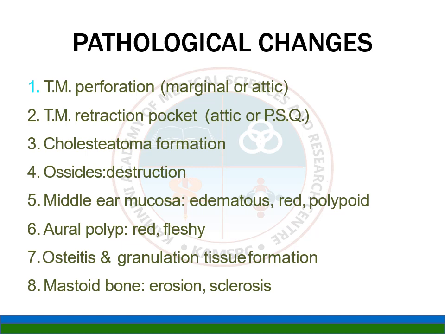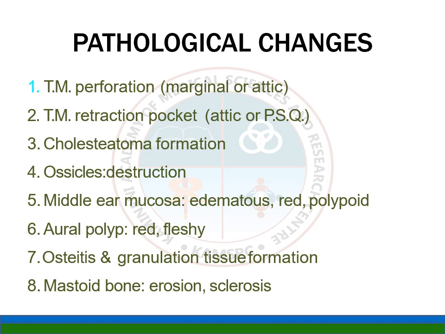And if there is a retraction pocket of the attic region or a posterosuperior retraction pocket, you can label it as unsafe CSOM. And cholesteatoma flakes, ossicular destruction: if you don't see an ossicle during your examination under the microscope, you can label it as unsafe CSOM. Middle ear mucosa should be red, polypoid, velvety, edematous mucosa.